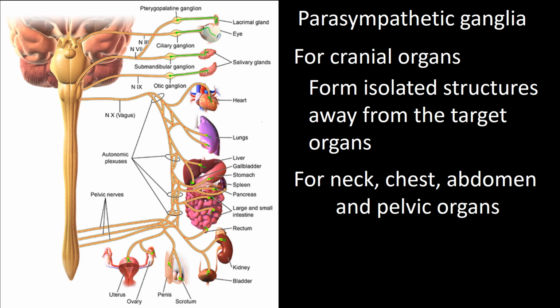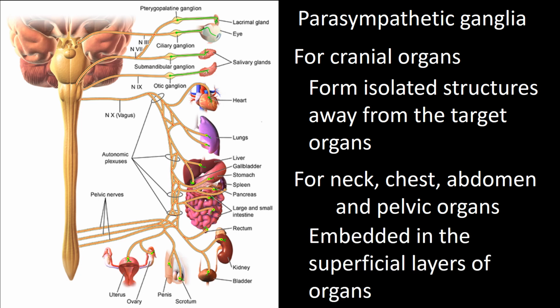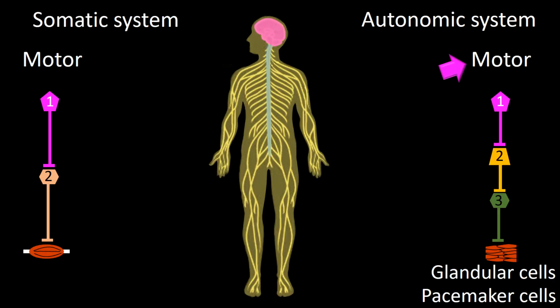Whereas for the neck, chest, abdomen, and pelvic organs, the parasympathetic ganglia are adjacent or embedded in the superficial layer of the intended organs. Now we are going to talk about the second division of the motor autonomic system. The second division of the autonomic system, as presented in this talk, is the sympathetic system.